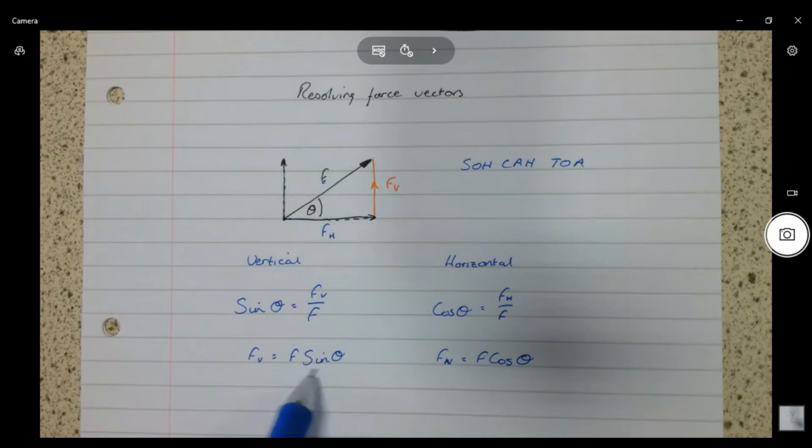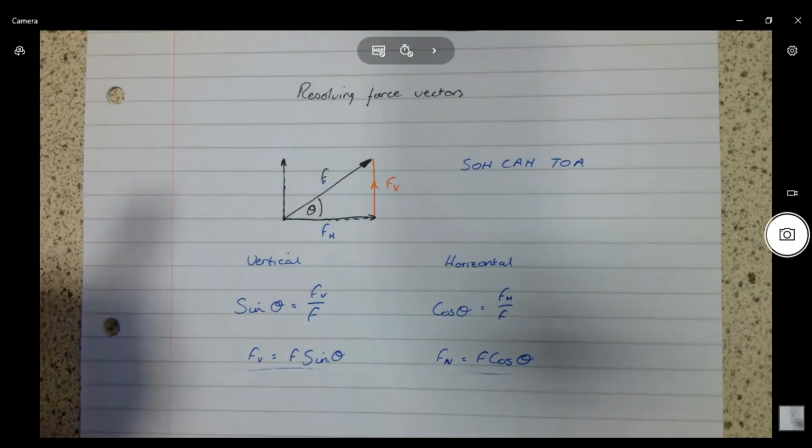It's useful to remember these formulas, but be warned. When we come to doing projectile motion, we'll have similar formulas for working out the horizontal and vertical components of velocities. And you'll get very used to just using these formulas. So vertical velocity is v sine theta. Horizontal velocity is v cos theta.